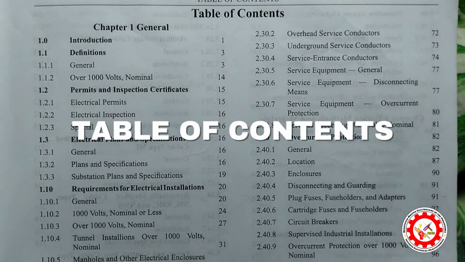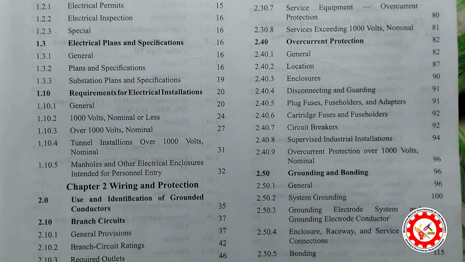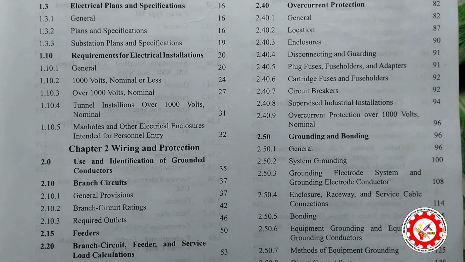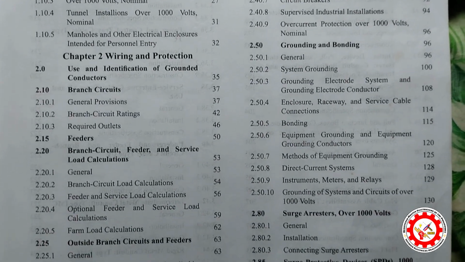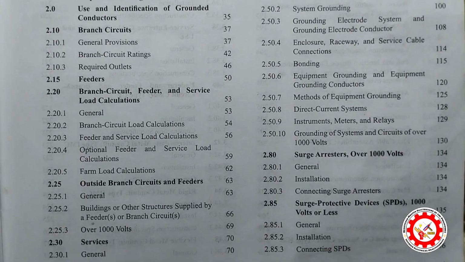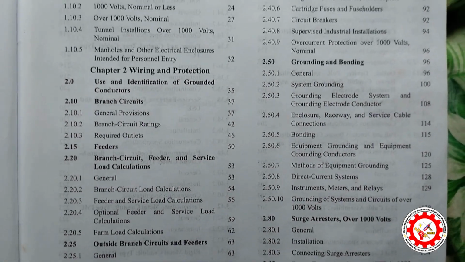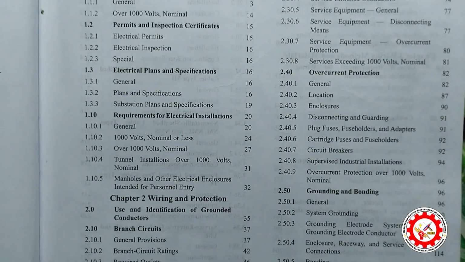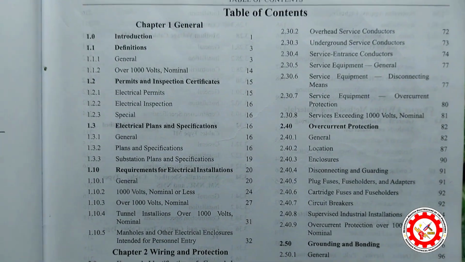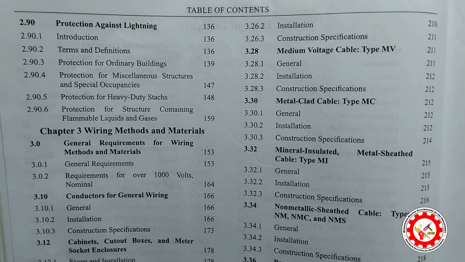Table of contents. The table of contents in the Philippine Electrical Code or PEC provides an organized and structured overview of the code's contents. It lists the different chapters, articles, and sections in the code, along with their corresponding page numbers. The table of contents is typically located at the beginning of the code and serves as a roadmap for navigating the code and finding the specific information.